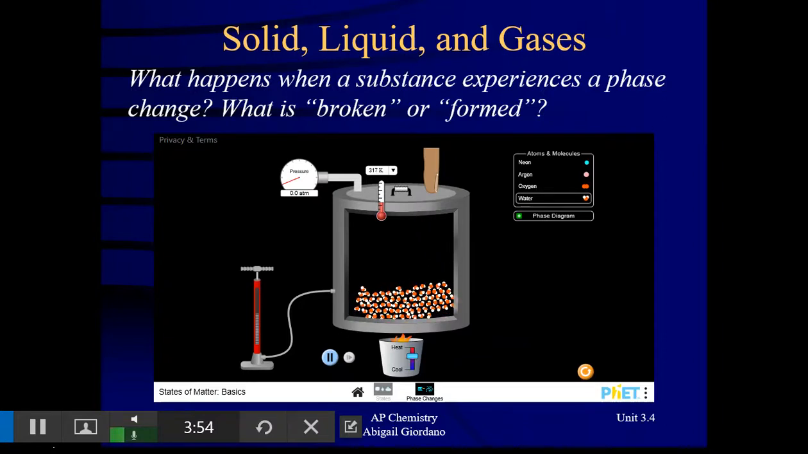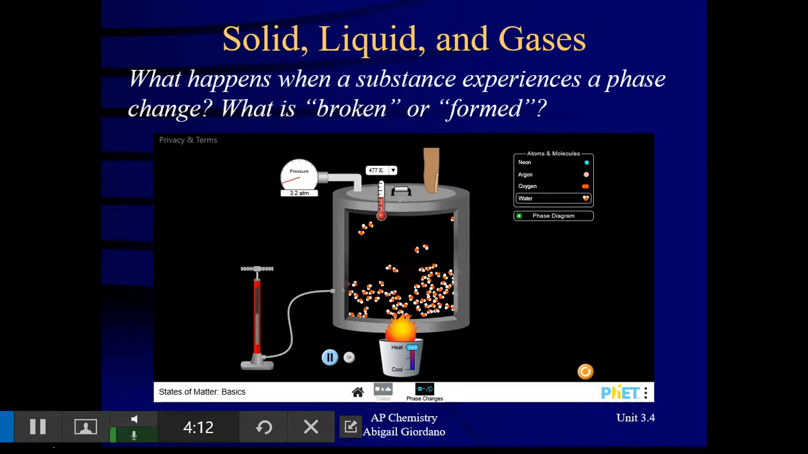They're starting to move with even more energy, even more. Add a little bit more heat. And now they get enough energy to escape into the gas phase.